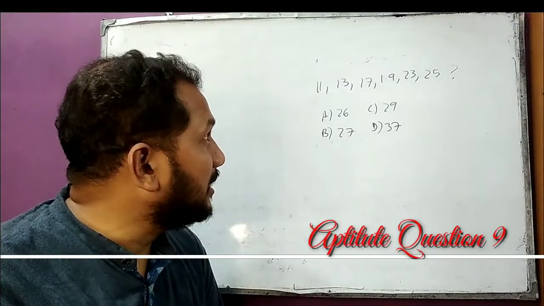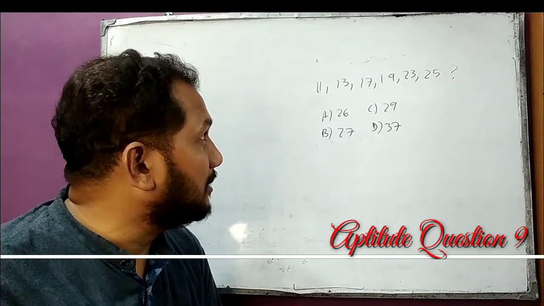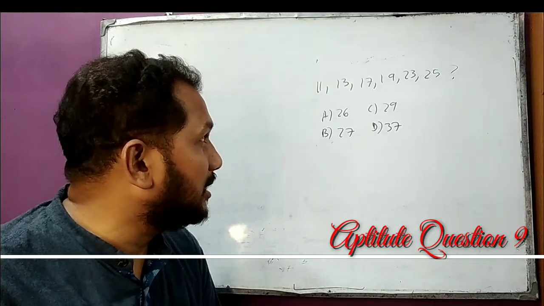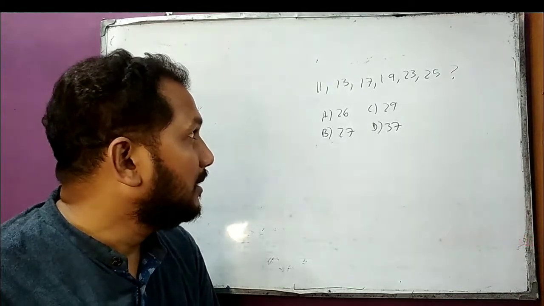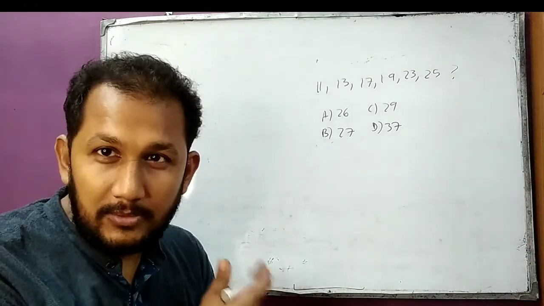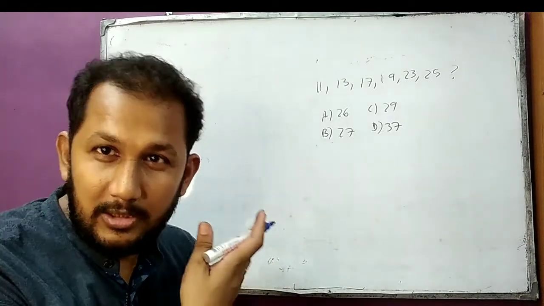Let us consider the next question. 11, 13, 17, 19, 23, 25 and question mark. Options are 26, 29, 37, 27. Answer the question in the comment box within the specified time. Your time starts now.